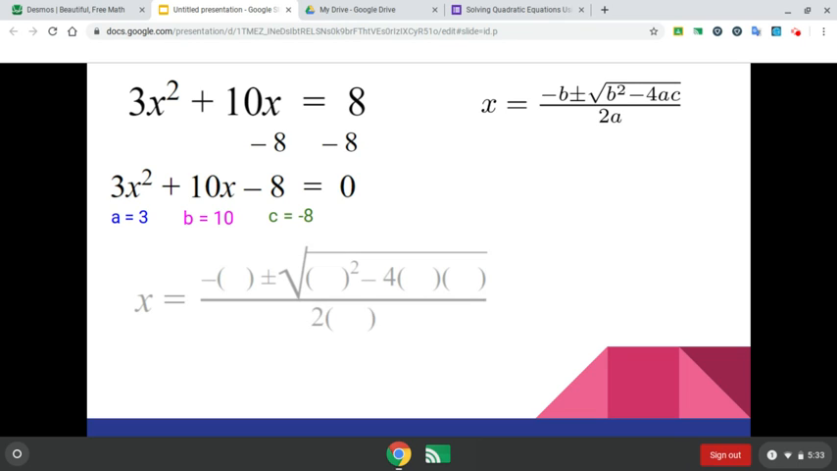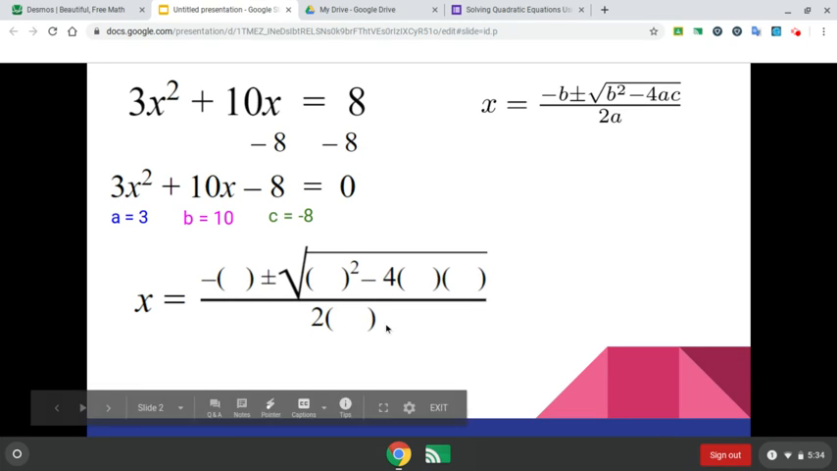Okay. Then go to your formula, and remember what we did in class. Anywhere you saw a variable, you're going to put parentheses. Okay, so this negative b is negative parentheses, plus or minus the square root of b squared minus 4 times a times c over 2 times a. Okay, so we're going to fill in the blank.